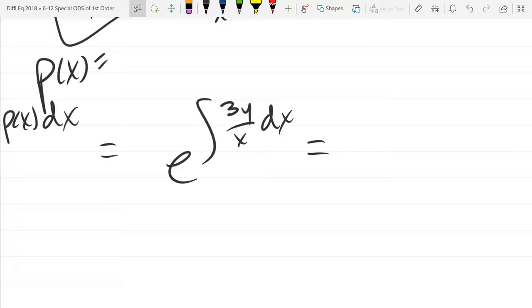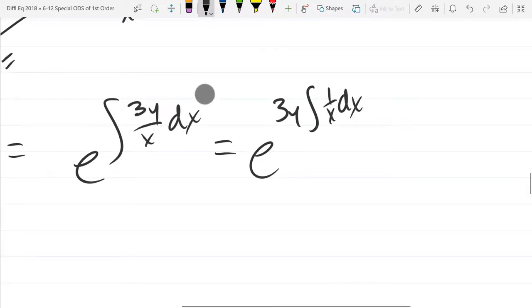So I can take out the 3y. Technically, I'm doing a little calculus when I bring the y past the antiderivative. But y is a constant with respect to x. So I can bring the 3y outside. And now we've got 1 over x dx, which is ln.